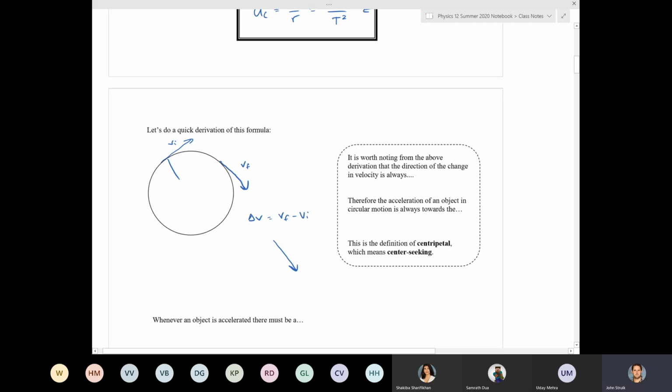I don't really know how to draw this. Let's go like that and like that. So VF, and then minus VI. So that means we're going this way. I'm trying to draw it as close as possible. And then that arrow right there.